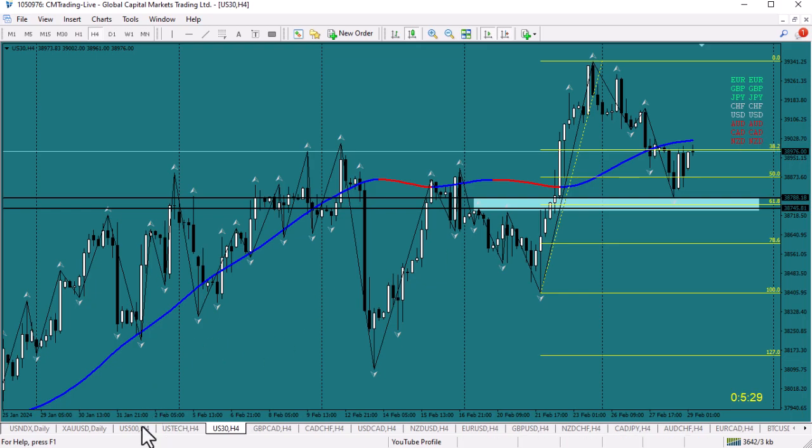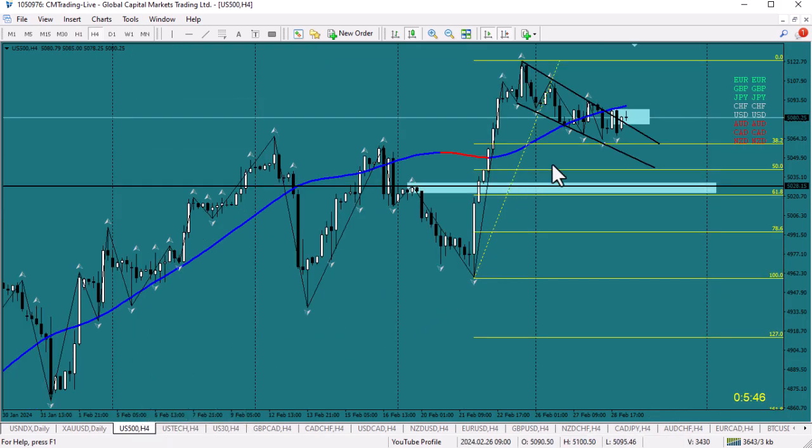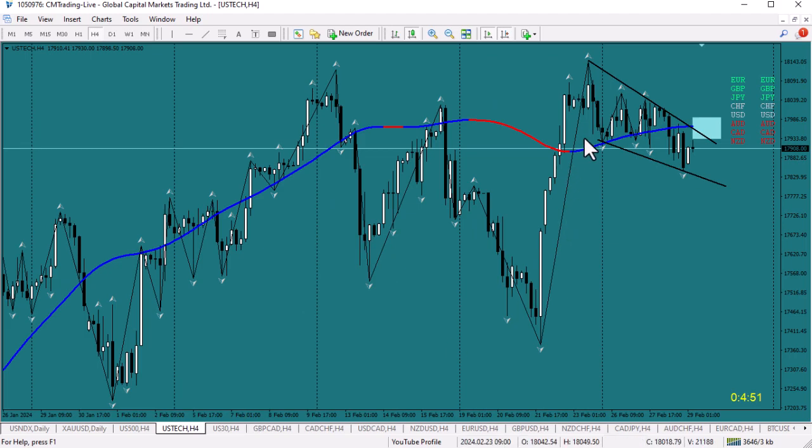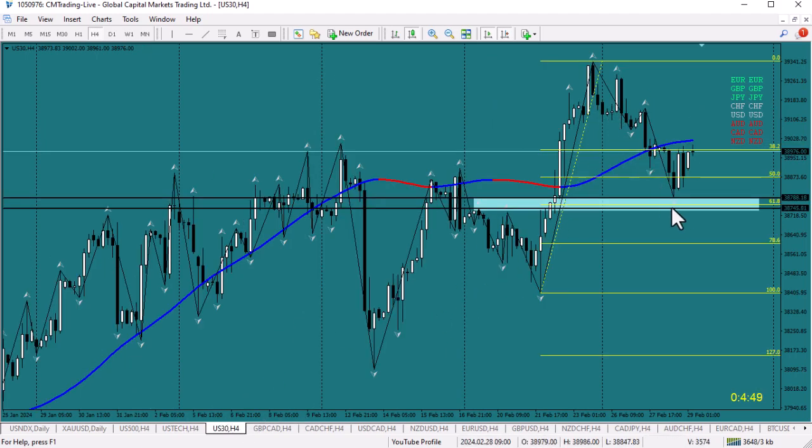So to summarize the indices, we've got the S&P 500, the consolidation, the break, the retest of the fib level. Nasdaq, just the breakout and the retest. And the Dow, just the retest of the fib level. You can see three potential setups coming in, and remember now, they will most likely do the same thing.